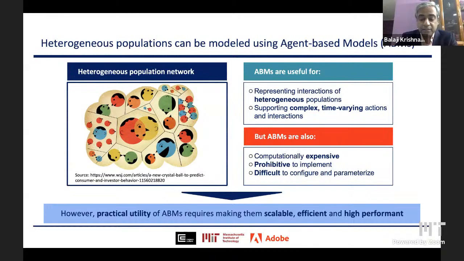All good, but traditionally ABMs are very computationally expensive to run, and they're also very hard to implement and maintain, because it's difficult to do in a standard way. There are a lot of parameters and configurations that one needs to take care of, and traditional ABMs are really hard to configure and parameterize. However, if you really want these tools to work, then we need to make ABM scalable, efficient, and high performant. Right? Next slide, please.